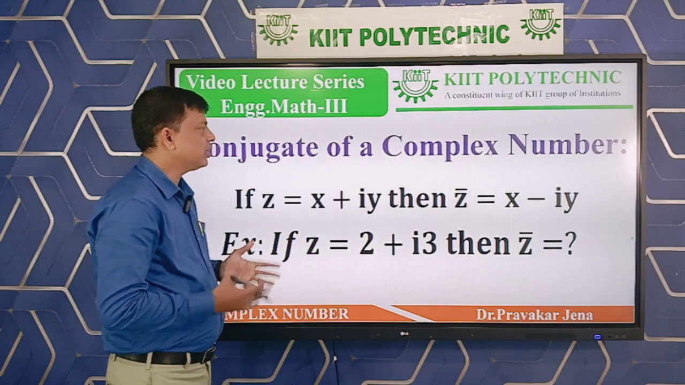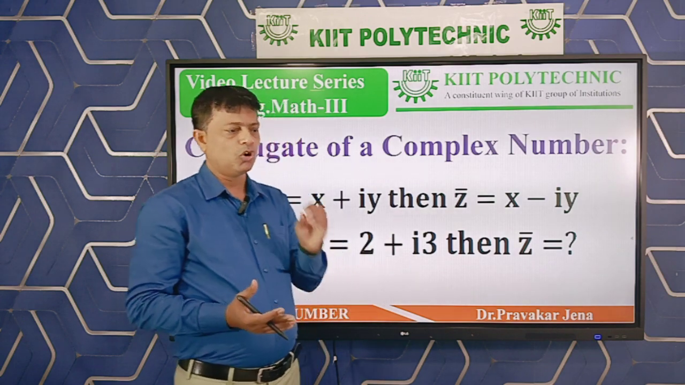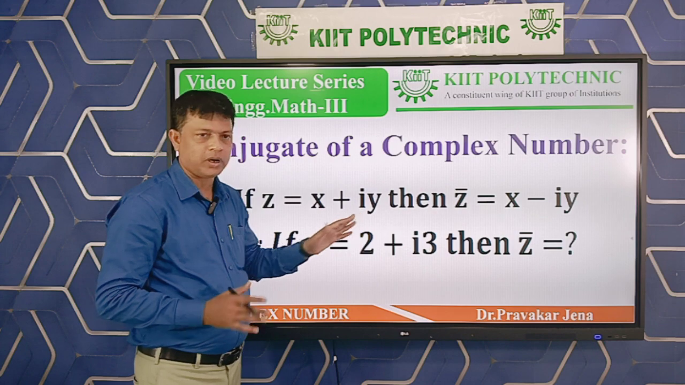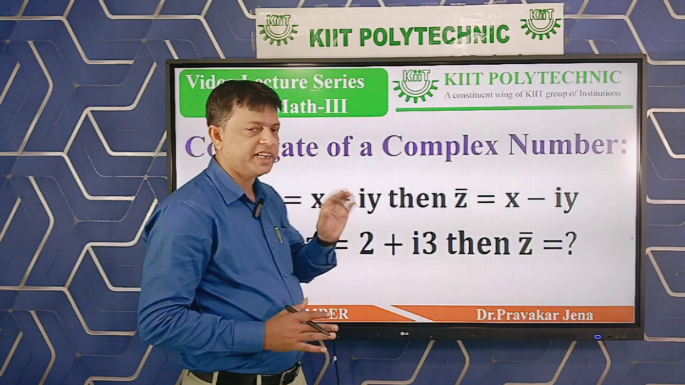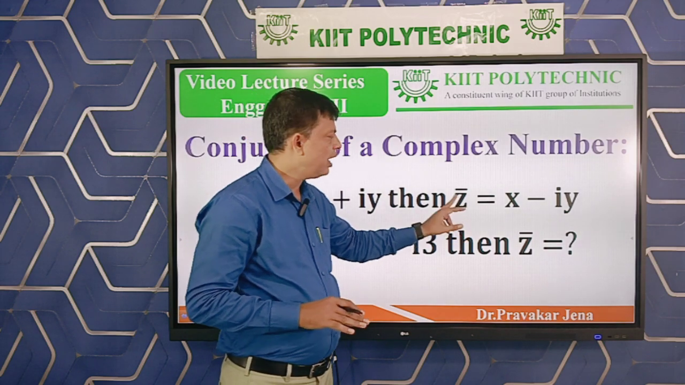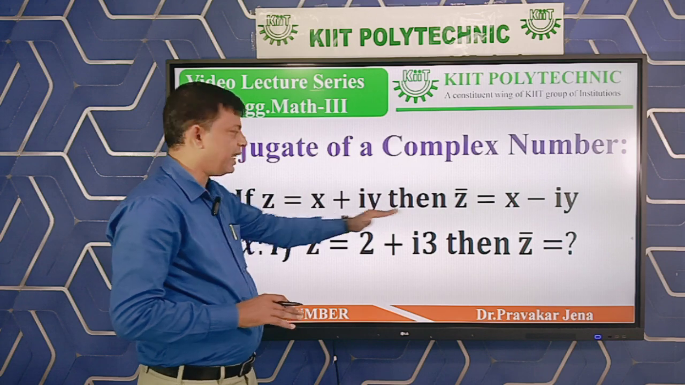And similarly, here the conjugate of a complex number is very simple. You have to remember just one thing. So what is the definition? It is very simple. If z is a complex number like x plus iy, then it is denoted by z bar. The conjugate of a complex number is denoted by z bar, and it is x minus iy. So the definition is like that.